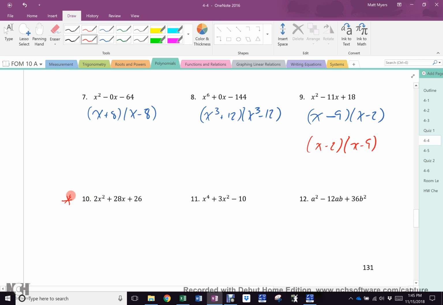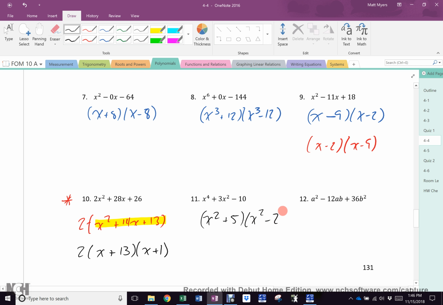Some of you on number 10 will have done this, and you will have stopped. Of course, you can go further because that factors. So it is 2x plus 13, x plus 1. This one is x squared plus 5, x squared minus 2. And this one is a minus 6b times a minus 6b. And you could have written that as a minus 6b squared.